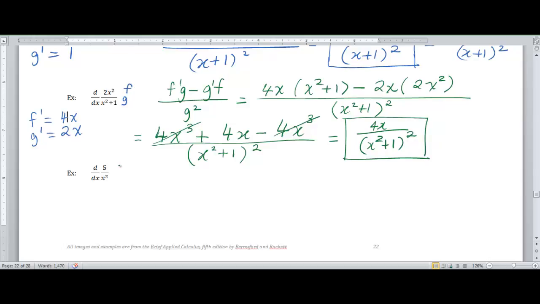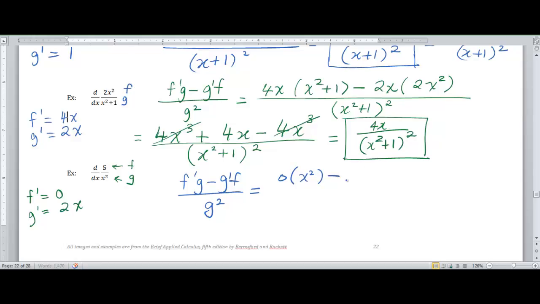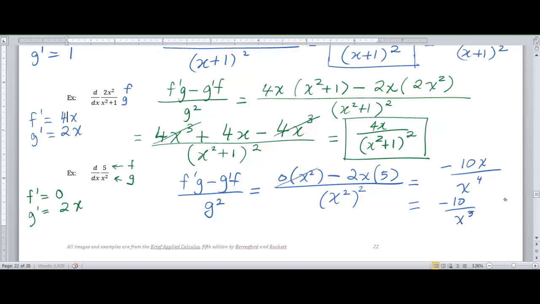Okay? And now let's do this one. F is 5, G is x squared. F prime is 0. The derivative of a constant is 0. G prime is 2x. So now when I do f prime g minus g prime f over g squared, f prime is 0, g is x squared, minus g prime, which is 2x, times f, which is 5, over g squared, which is x squared squared, which is x to the 4th. We can simplify this, right? This goes away, and I'm left with minus 10x over x to the 4th, which is minus 10 over x to the 3rd. And that's our final answer.